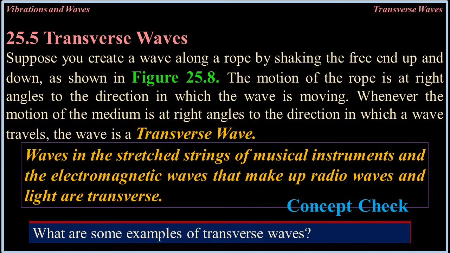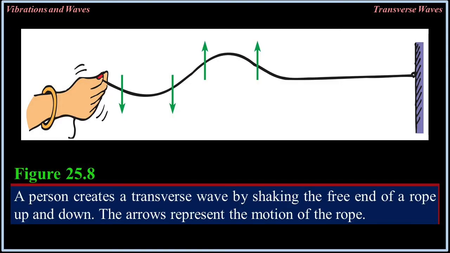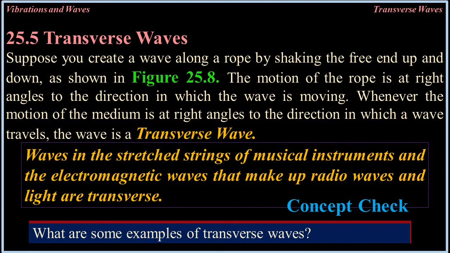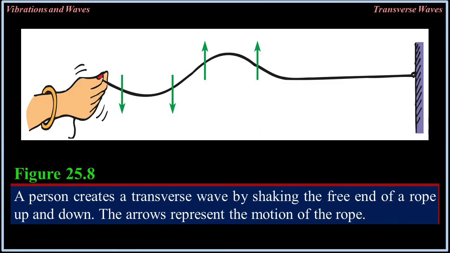25.5 Transverse waves. Suppose you create a wave along a rope by shaking the free end up and down, as shown in Figure 25.8. The motion of the rope is at right angles to the direction in which the wave is moving. Whenever the motion of the medium is at right angles to the direction in which a wave travels, the wave is a transverse wave. Waves in the stretched strings of musical instruments and the electromagnetic waves that make up radio waves and light are transverse. Concept check. What are some examples of transverse waves? Figure 25.8. A person creates a transverse wave by shaking the free end of a rope up and down. The arrows represent the motion of the rope.